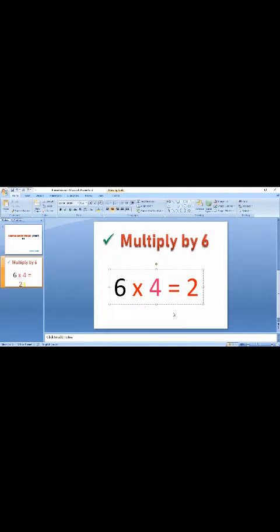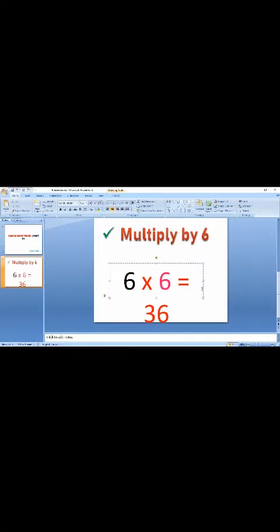Like that, I'm going to take another example. I'm going to multiply 6 by 6. And what will we get? 6 will be the last digit, and I'm putting 6. And the first digit is to be half of the last digit. What's half of 6? It's 3. And the answer will be 6 6s are 36. This is an easy way to multiply a number by 6.